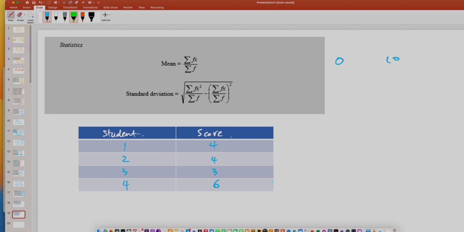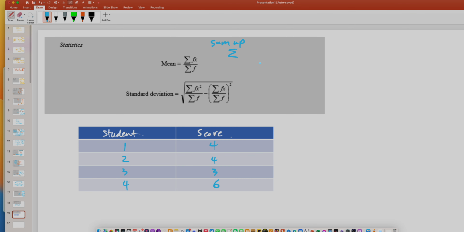Now, how to do the mean? Take everything and divide by 4. No, that's our normal way of doing it. I want to use the formula. To use the formula, first you need to understand what the formula is about. This is called the summation sign, or sigma. The meaning of this is to sum up. Sum fx.